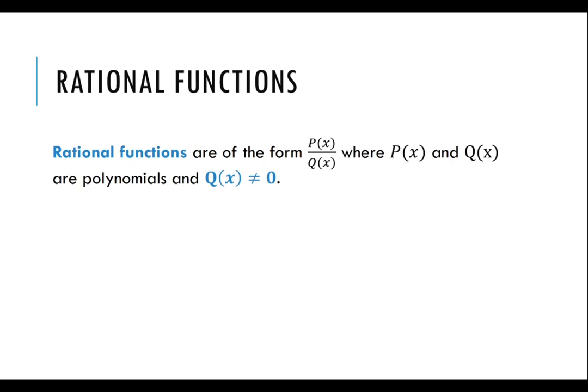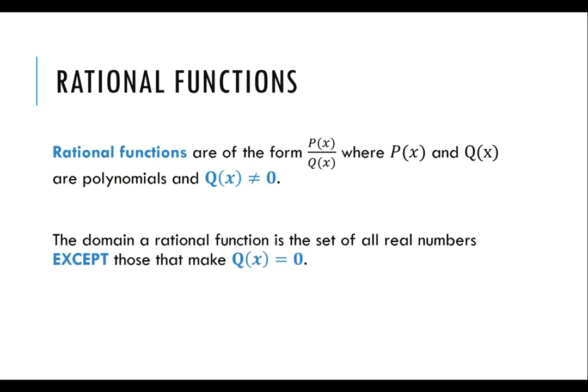Now, of course, this means that we have to consider all of the rational expressions that we see, and we have to discuss their domain restrictions from the get-go. Remember, you can't divide by 0, so you've got to kick out any x values that would cause the denominator to be 0. The domain of a rational function is the set of all real numbers except those that make the denominator 0.